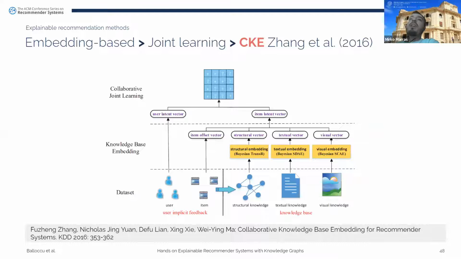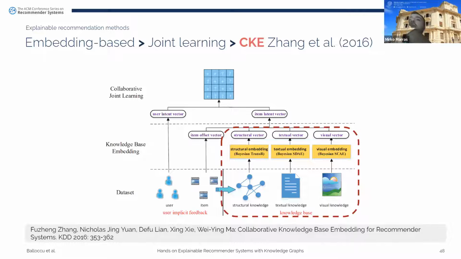As an example in this class, Zhang et al. proposed CKE, which unifies various types of side information in a collaborative filtering framework, including item attribute-level features, textual features, and visual features. Their model consists of two steps: a knowledge-based embedding and then a collaborative joint learning. In the knowledge-based embedding step, they extract three embedding vectors for an item entity from structural knowledge, textual knowledge, and visual knowledge, respectively.